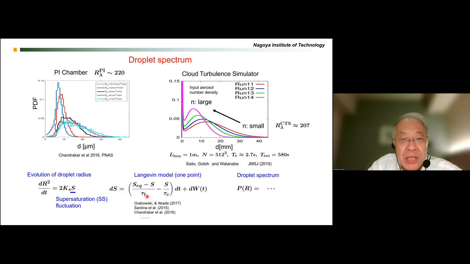Here, tau t is the turbulence characteristic time. The tau c is a phase relaxation time of the supersaturation, describing the time of the condensation or evaporation and so on. And there is a random fluctuation. With this set of equations, we can derive the Fokker-Planck equation of the radius of droplets, and we can argue the aerosol number dependency of the PDF or something like that.